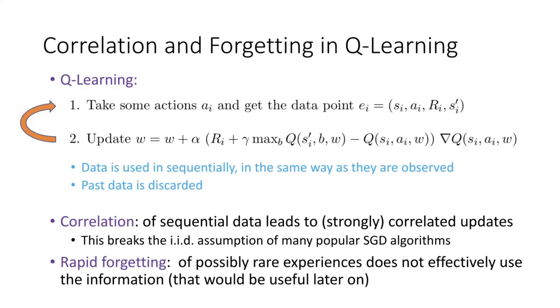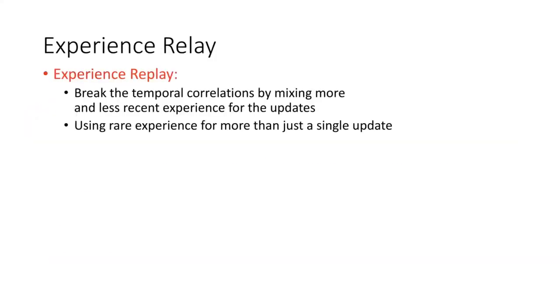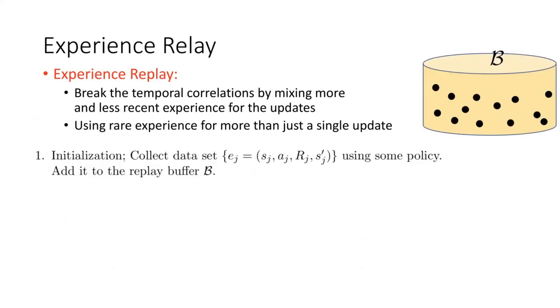How are we going to address these two things? I'm going to address the first aspect, the correlation issue, in the following way. This idea is called experience replay. So what is experience replay? It is a method to break the temporal correlation by mixing more and less recent experience for the update, and to use rare experience for more than just a single update. So the idea is very simple. We are trying to mimic supervised learning in some way.